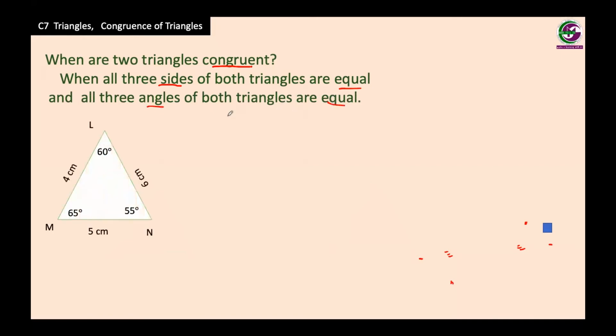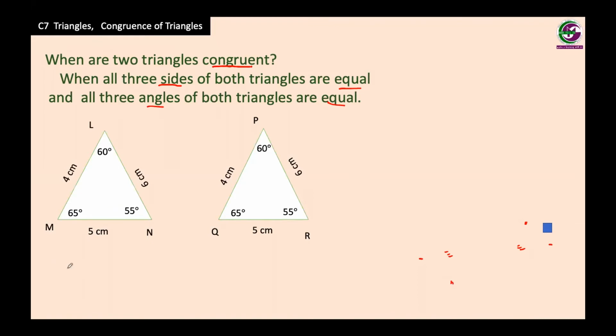Let us see in detail. Here we have two triangles, triangle LMN and triangle PQR. Are these two triangles congruent now? Yes, exactly, because you can see both of these angles are 60. We have both 65, both 55. Again, sides are 4 on both the sides, 5 on both the sides, and 6 on both the sides.